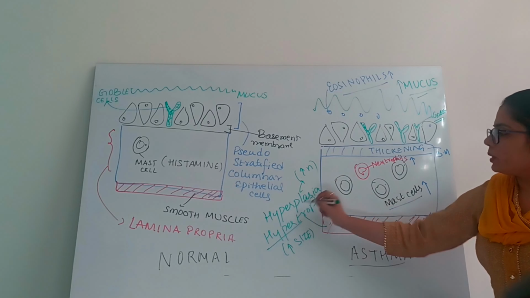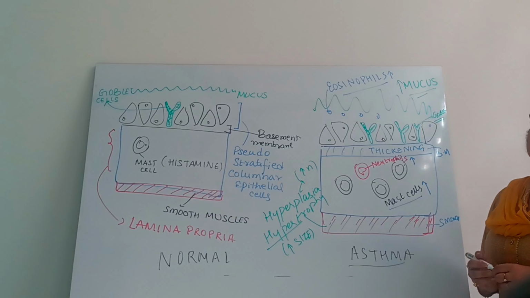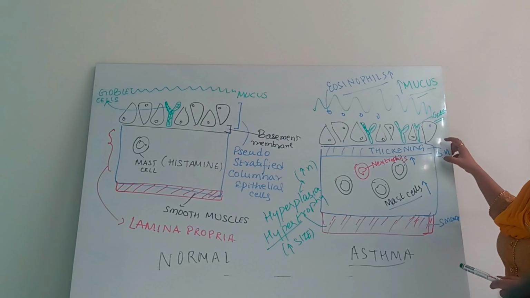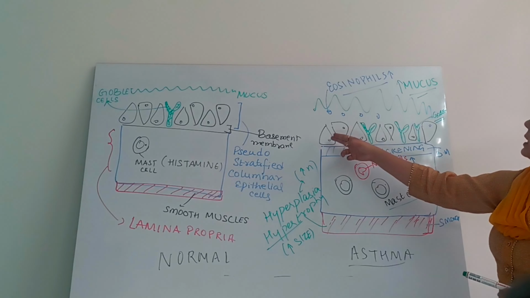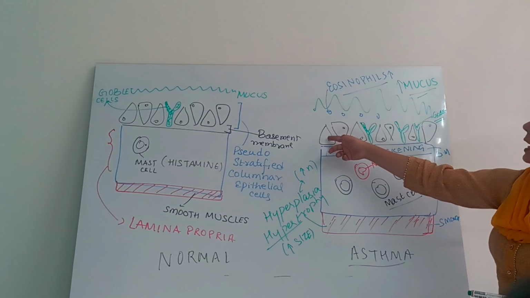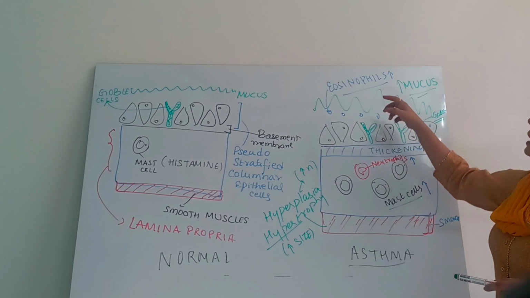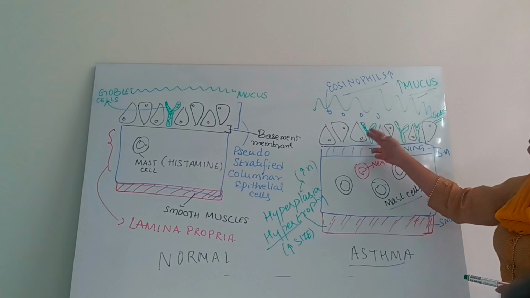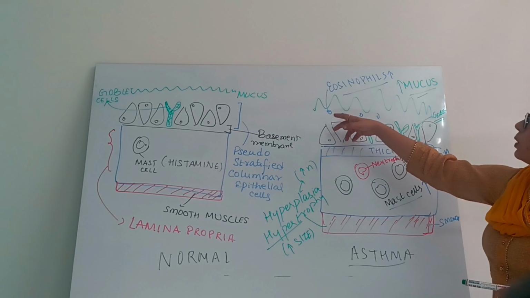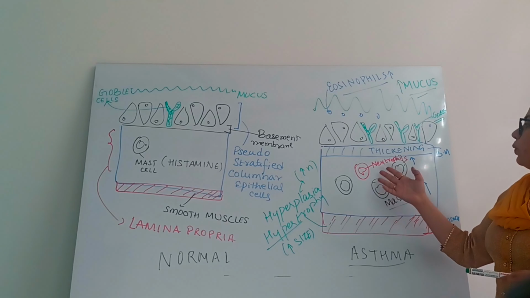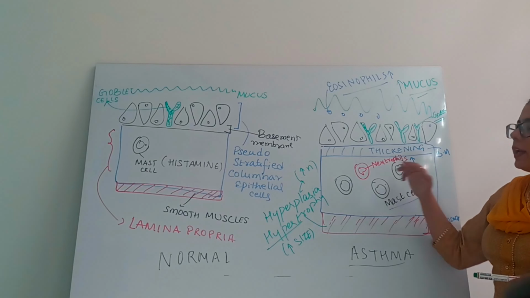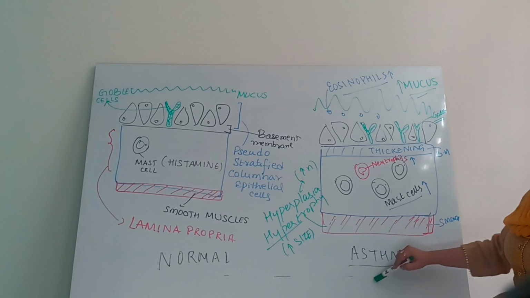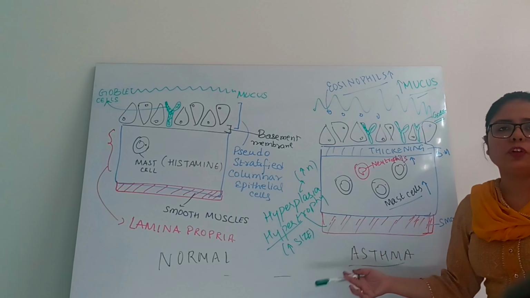So their number is also increasing and their size is also increasing, collectively contributing to thickening of the smooth muscles, thickening of the basement membrane, and increasing the size of these pseudo-stratified columnar epithelium cells. The mucus secretion starts to trigger because the goblet cell number increases, and the eosinophils also increase, there is a mast cell increase also, and neutrophils also increase. So this is the condition of an asthma patient. This is the condition of a normal person.